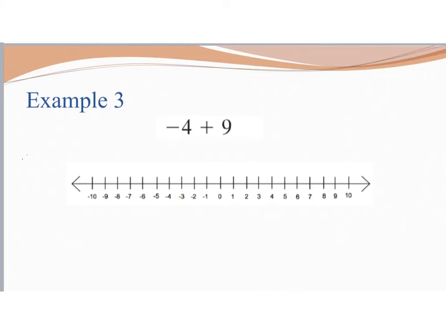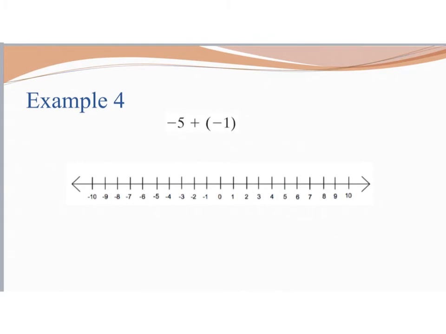Please take a quick second and try this one on your own, and then start the video back up and see if you were correct. For example 3, we have -4 plus 9. So again, here's our 0. I'm going to move 4 units to the left because we're negative. And then because we're adding a positive 9, I've got 1, 2, 3, 4, 5, 6, 7, 8, 9. So we moved 9 units to the right because 9 is positive. And this is going to drop me right here at a positive 5. So -4 plus 9 equals a positive 5.